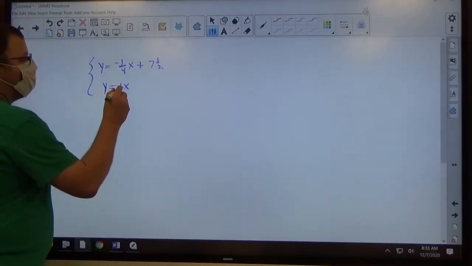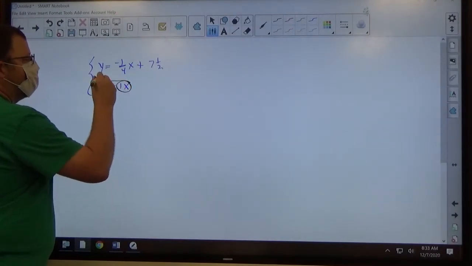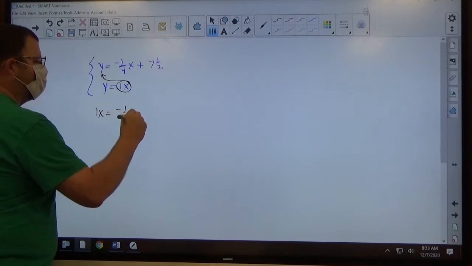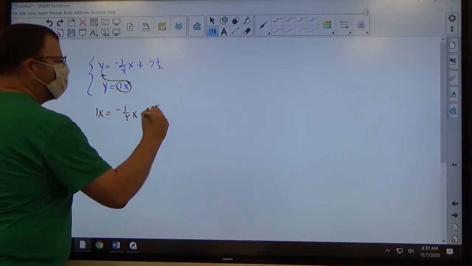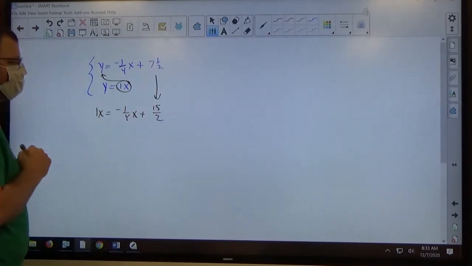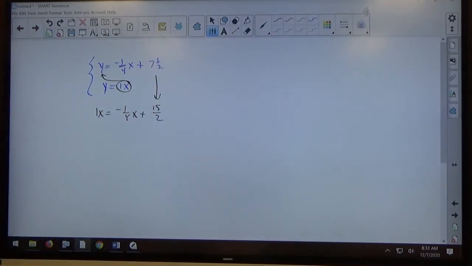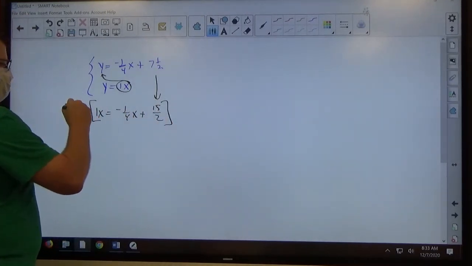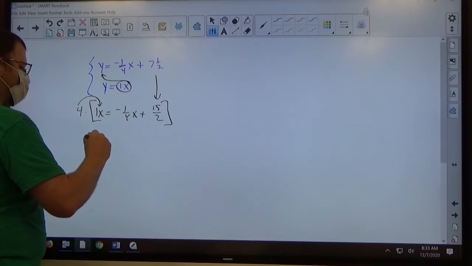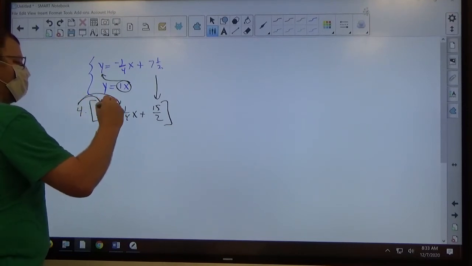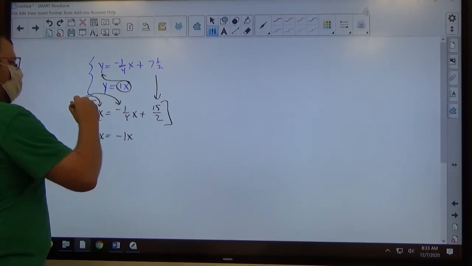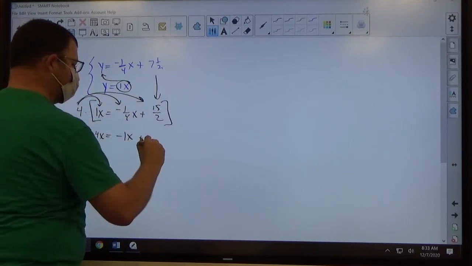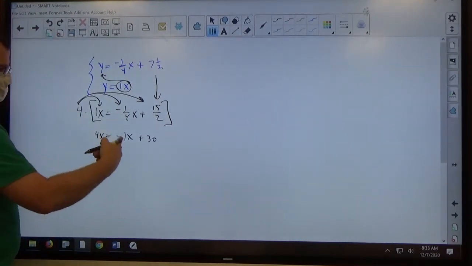This says y equals 1x, so I can take this 1x and put it up here in place of this y. So 1x equals -1/4 x plus, I'm going to make this 15 over 2. 7.5 is 15 over 2. Fractional equation, I'd multiply everything by the common denominator, which is 4. 4 times 1x is 4x. 4 times -1/4 x is -1x. 4 times 15 halves. 4 divided by 2 is 2 times 15 is 30. So 4x equals -1x plus 30.